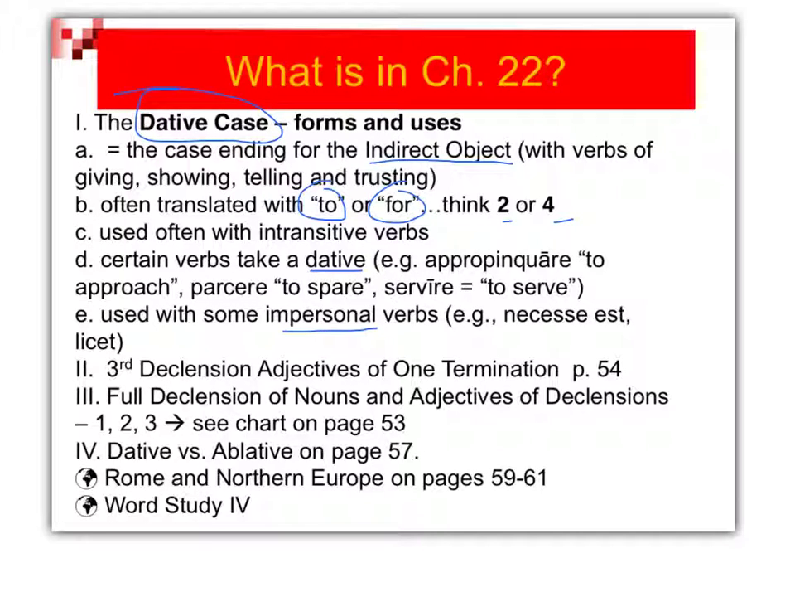Also in this chapter is a little discussion on third declension adjectives of what are called one-termination. That's on page 54. And then, since this is the last case, another chart with all the endings in it for nouns and adjectives. Little section on dative versus ablative, and cultural stuff.